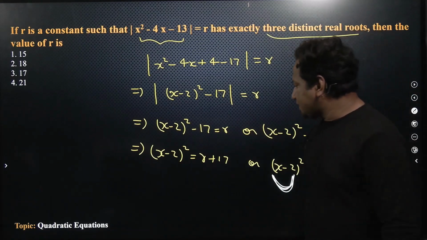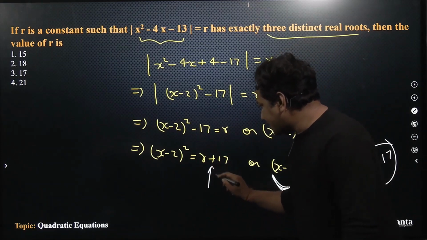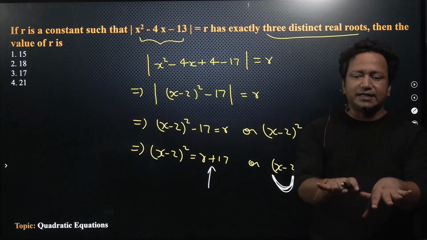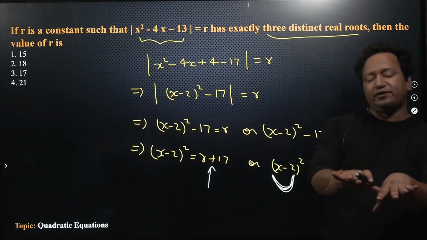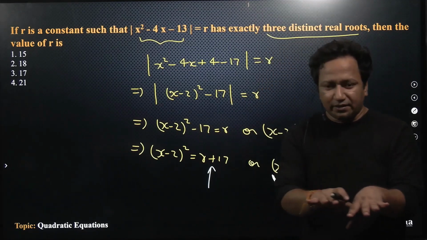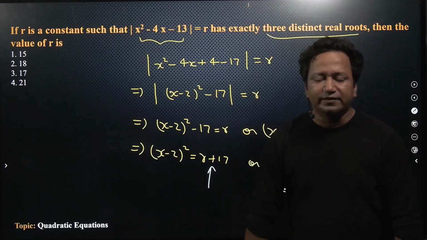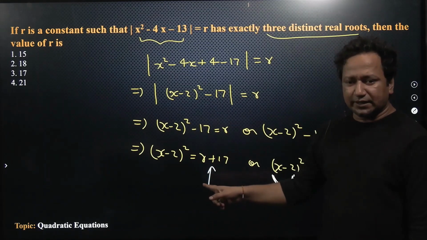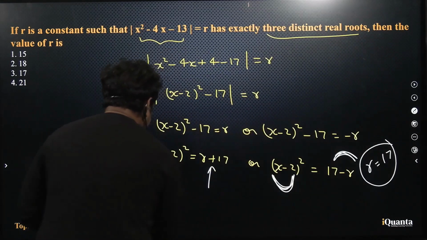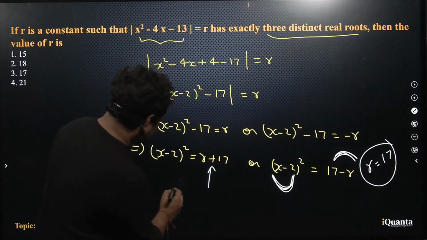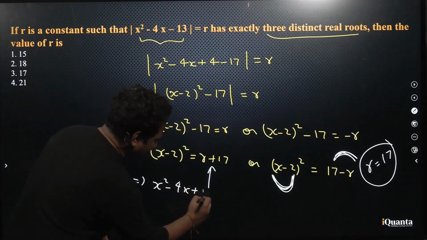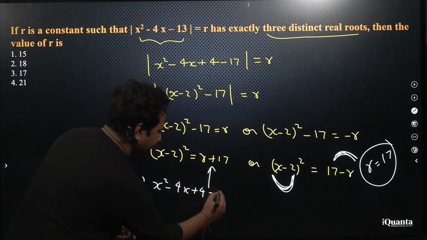And if r is put as 17 over here, we'll get x minus 2 whole square is 34, which will be a quadratic equation in itself. And that quadratic equation will have a discriminant which is positive. That means we'll be getting two distinct real roots here as well, isn't it? If I expand this, x square minus 4x plus 4, putting r as 17, this is 34.